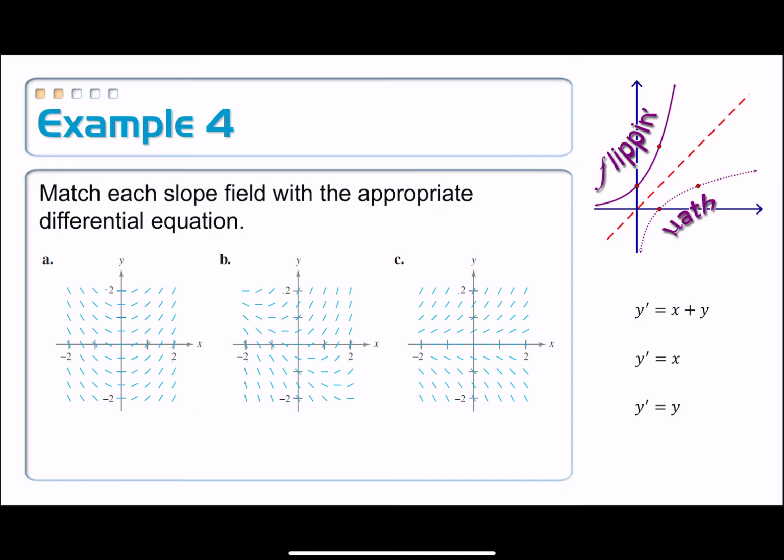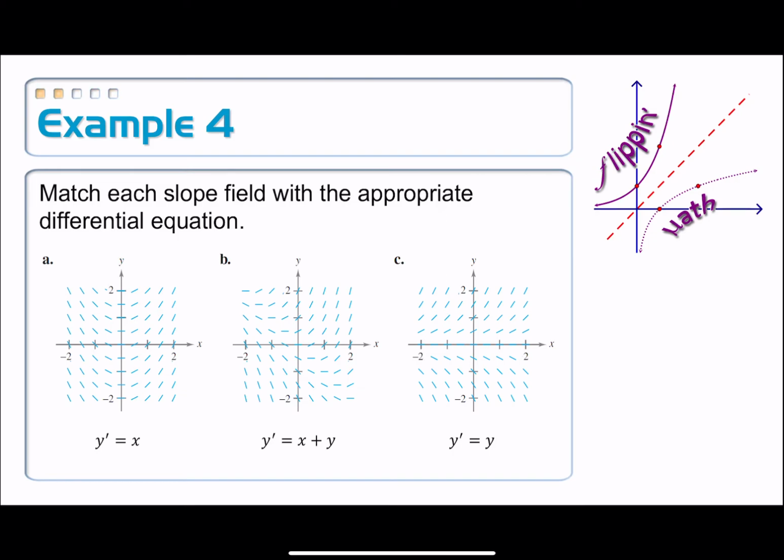All right, so let's see if you got them right. The very first one, A, y prime is equal to x, is A. B is y prime is equal to x plus y, and C should be y prime is equal to y. So let's see why that is what it is, and what are the things that you can look for whenever you're trying to match up slope fields.